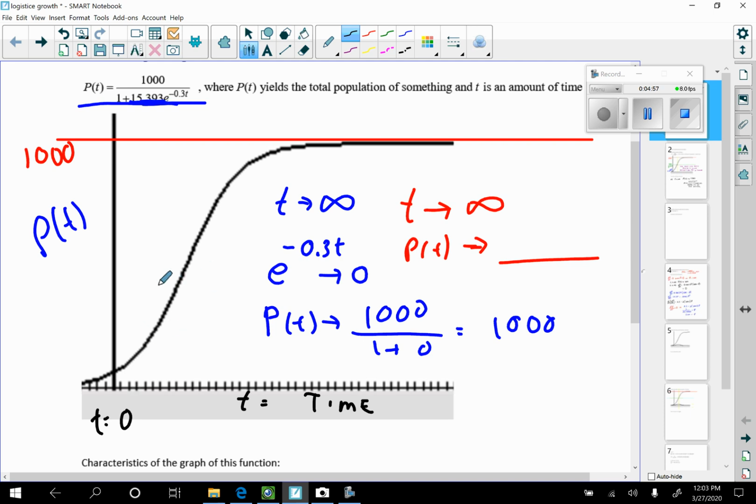And then there's some moment, some time here, that the population is still increasing, but it's increasing slower, i.e. the graph goes from concave up to concave down at some point. So there is an inflection point, and we recall what an inflection point is.